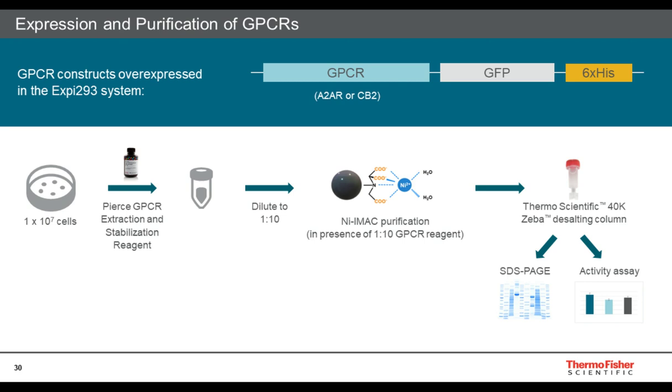Next, we diluted the extract 1 to 10 in the nickel IMAC binding buffer. We wanted to keep the GPCR reagent components present at about 1 times the CMC concentration in order to keep the membrane protein soluble and stable throughout the purification, but minimize any potential detergent interferences. Following elution, imidazole was removed using a Zeba desalting column and the GPCR analyzed by SDS-PAGE, quantified by protein assay, and analyzed for activity by radioligand binding assay.